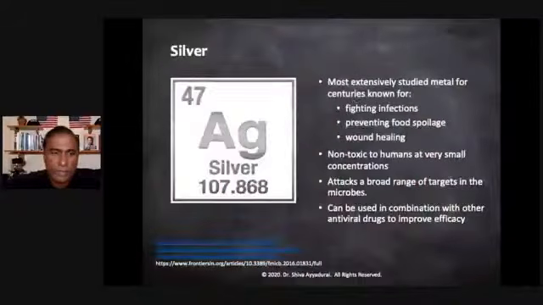So let's talk about silver. I don't know how many of you have tried colloidal silver. I haven't actually used it, but I know in traditional systems of medicine, like Indian medicine, very small dosages were used as antimicrobials. And in fact, the modern research shows the same.